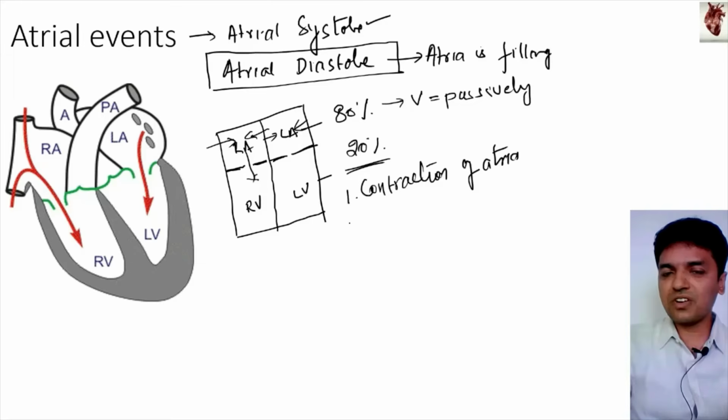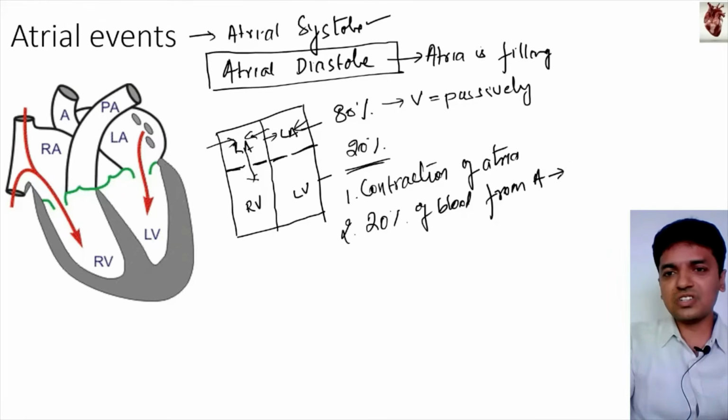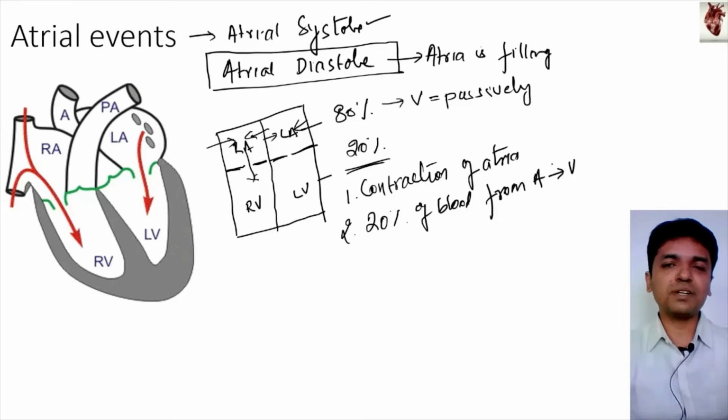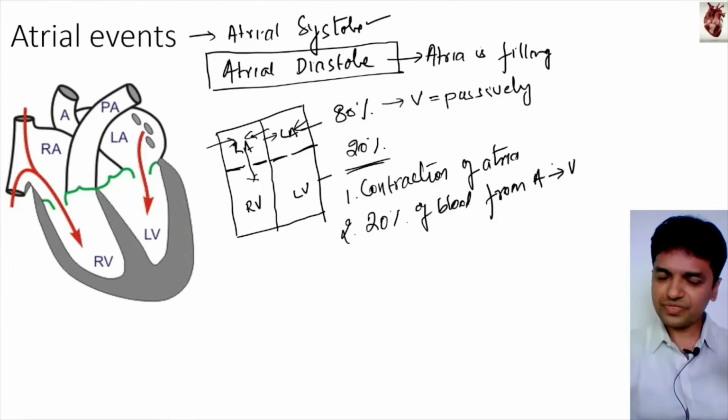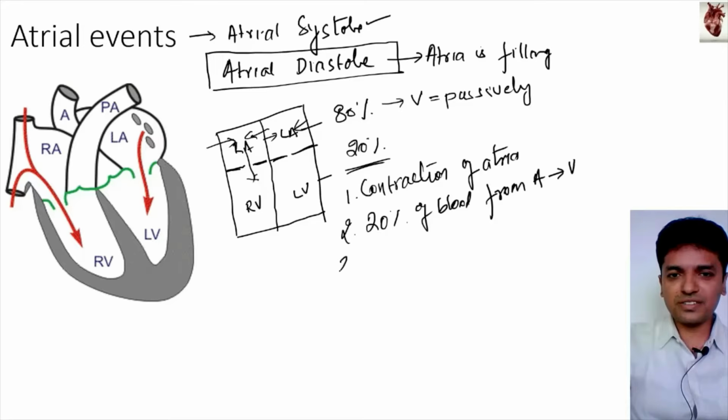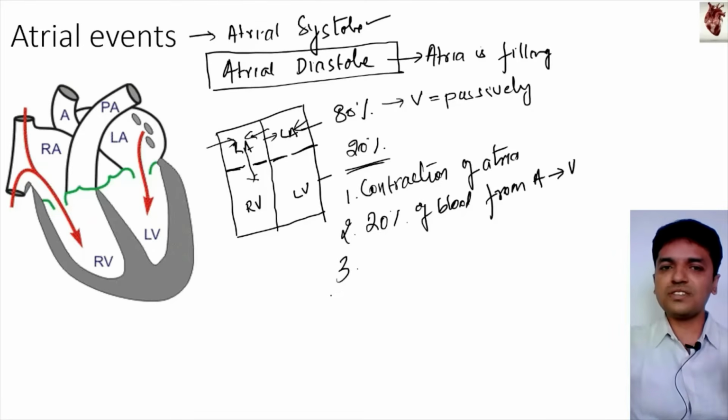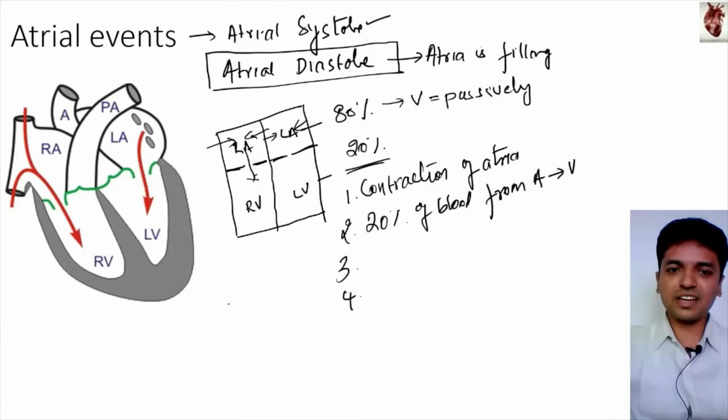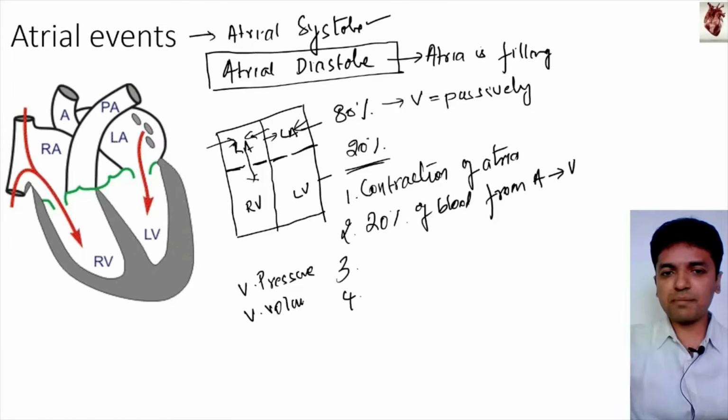So what is happening during the contraction of the atria? Only 20% of blood from the atria is entering into the ventricles. Why? Because the remaining 80% of the blood has already gone without the contribution coming from the atria. Second point. Third point is that we should always remember that we are talking about two changes which are occurring in the cardiac cycle with respect to the ventricle. One is ventricular pressure, another one is ventricular volume. What is happening to the ventricular pressure and what is happening to the ventricular volume?